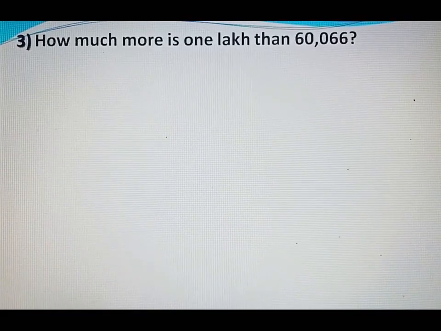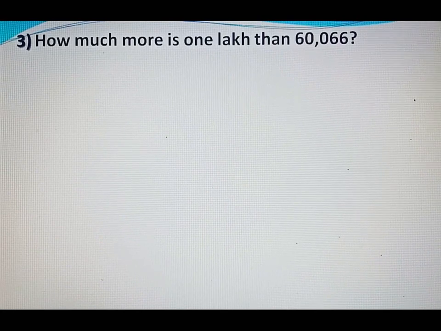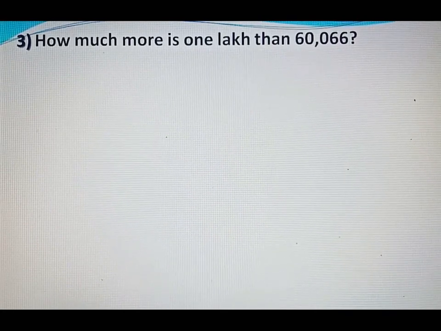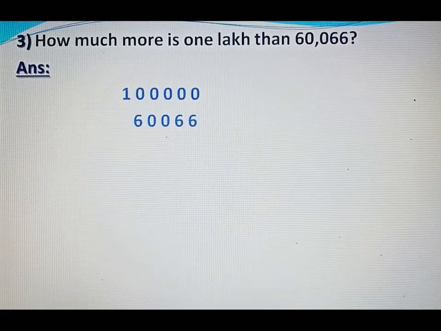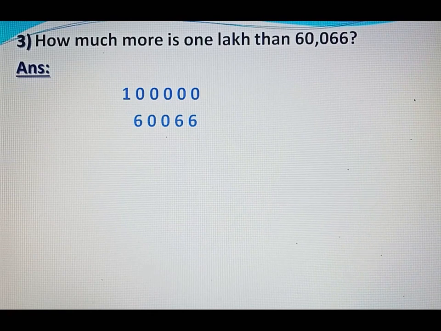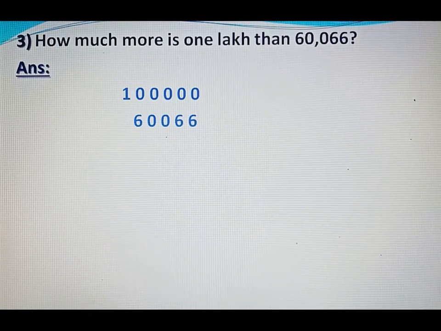Question number 3rd. How much more is 1 lakh than 60,066? Answer. First we write the 1 lakh, that is 1,0,0,0,0,0, and this second number we will write, starting from the last, 6,6,0,0,6.